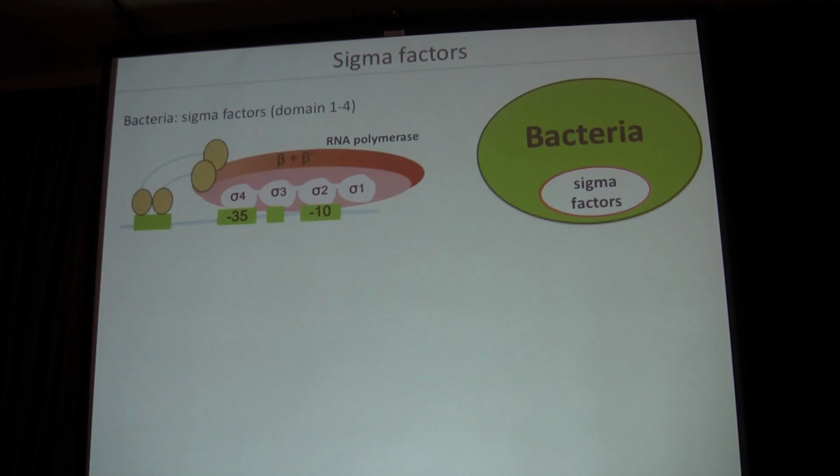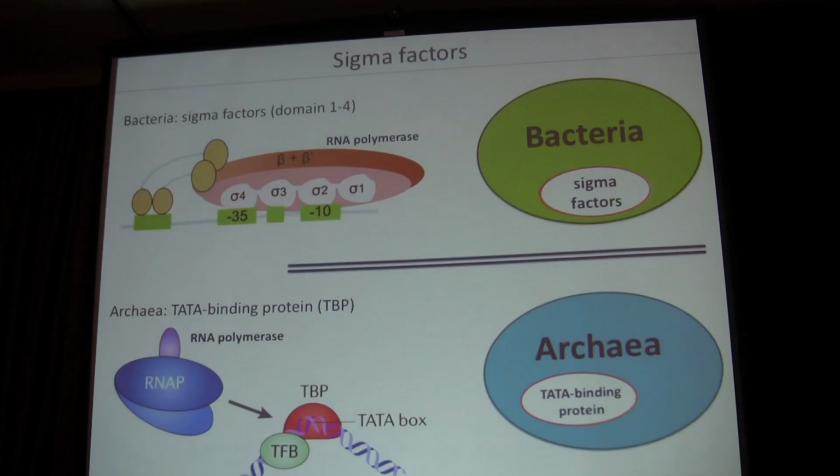So sigma factors are very important. So far, we've only known them from bacteria, especially if you look at all the 4 domains. All 4 domains of sigma factors haven't been seen in archaea before. But within our single-cell genomes, we had a few archaeal single cells. Sorry, I'm jumping ahead of myself. So within archaea, you don't have sigma factors. You have the TBP, which is the TATA-binding protein.